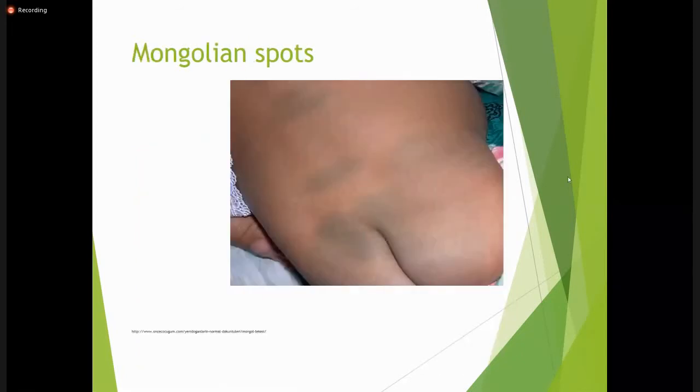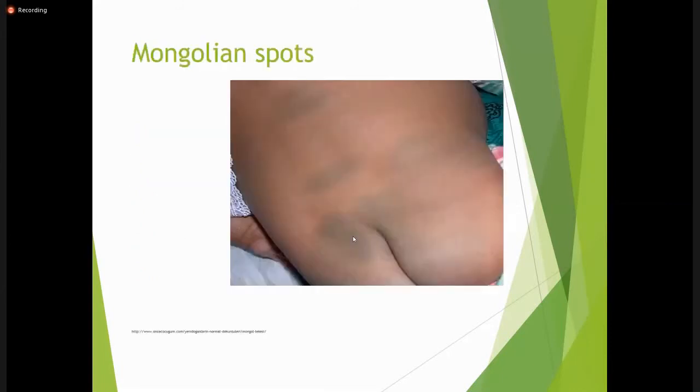These are the birthmarks or the Mongolian spots. They are quite prevalent. You might have seen these types of marks on a newborn baby's body, and you don't have to worry about it. It's not associated with any underlying disorder, and there is no need to do anything for this.